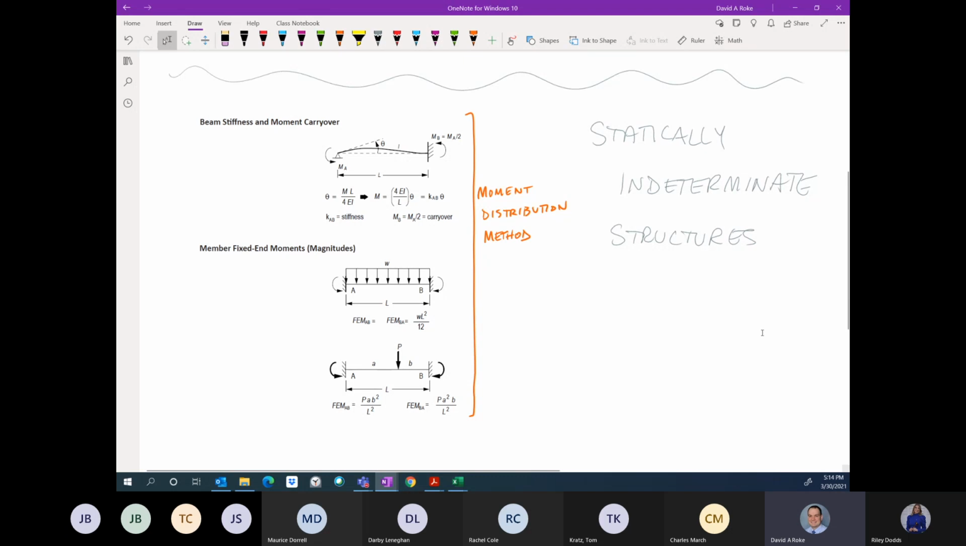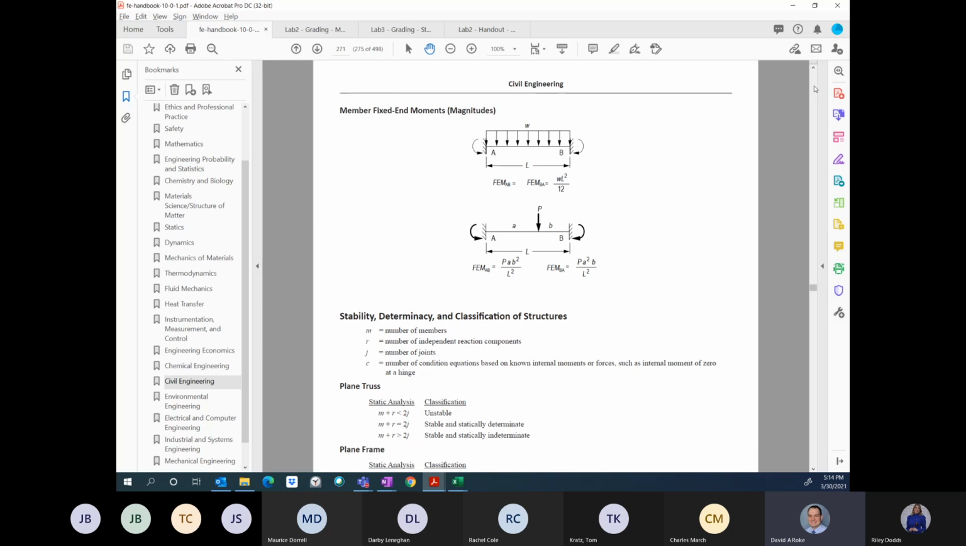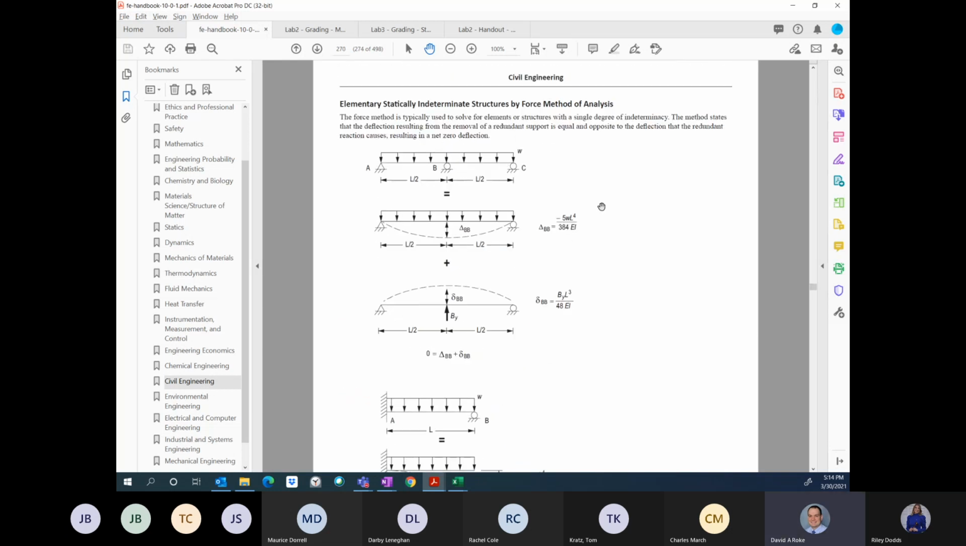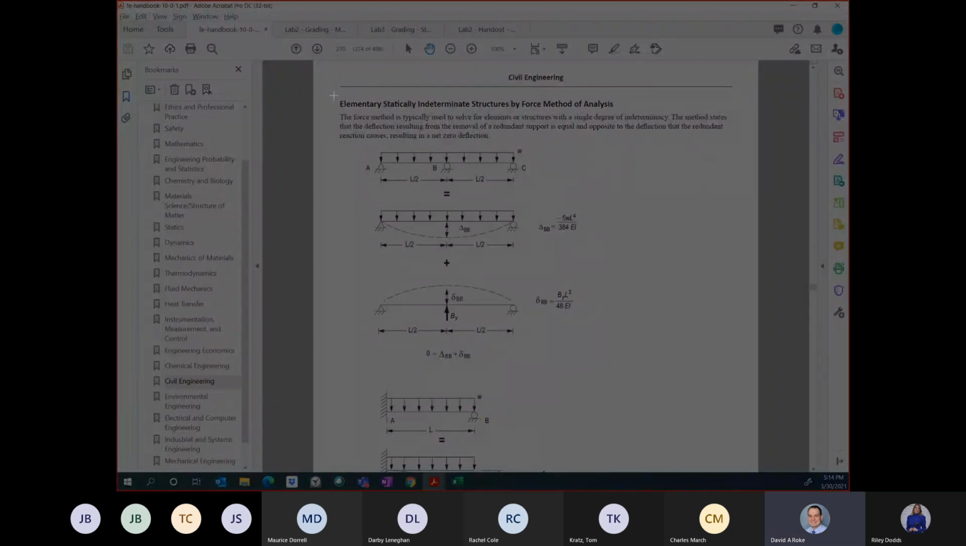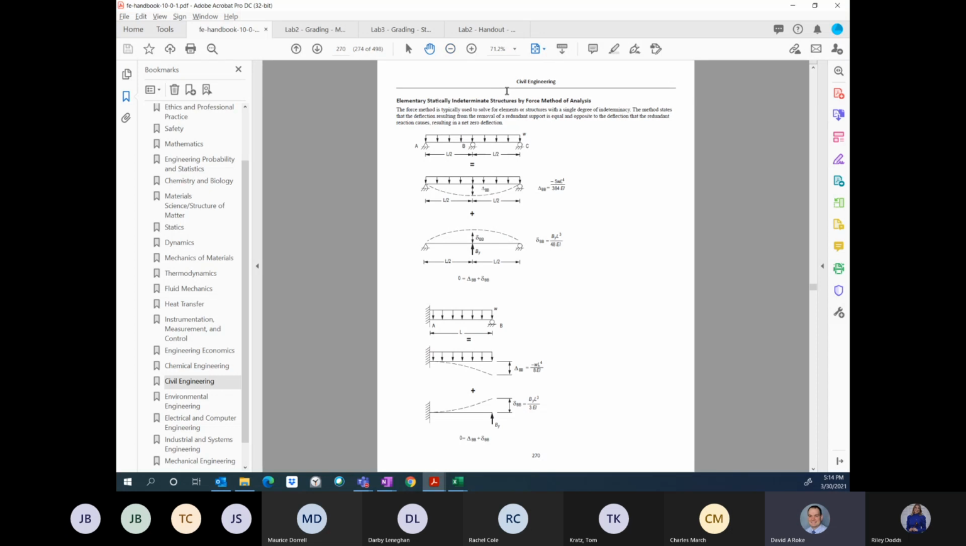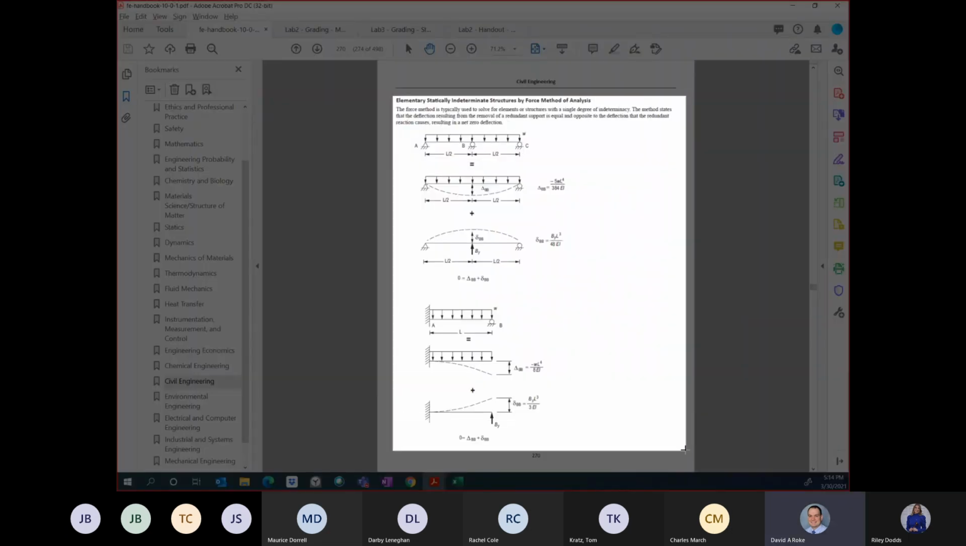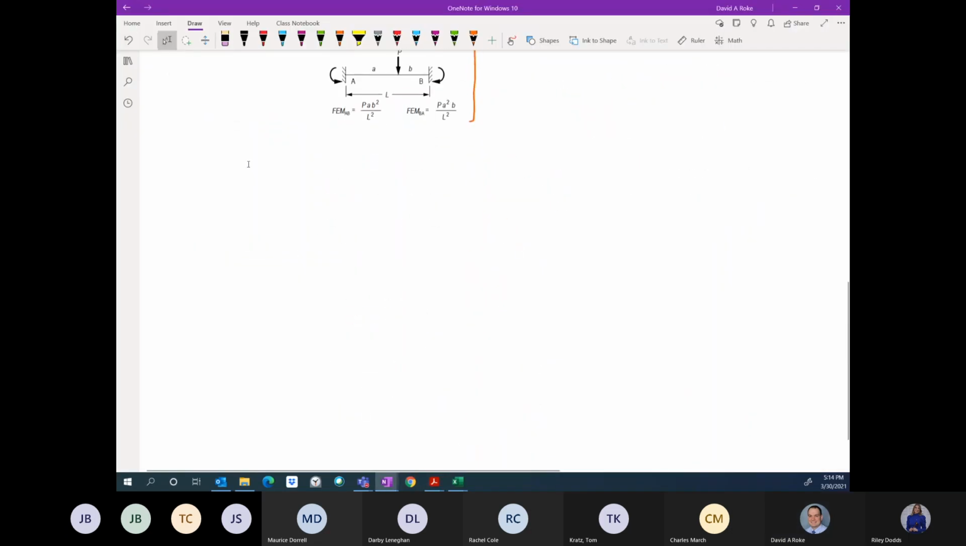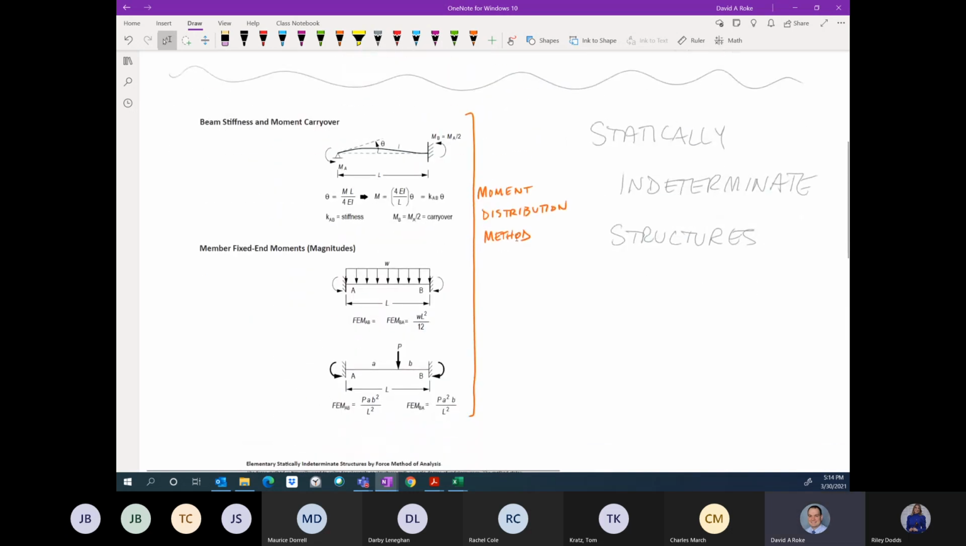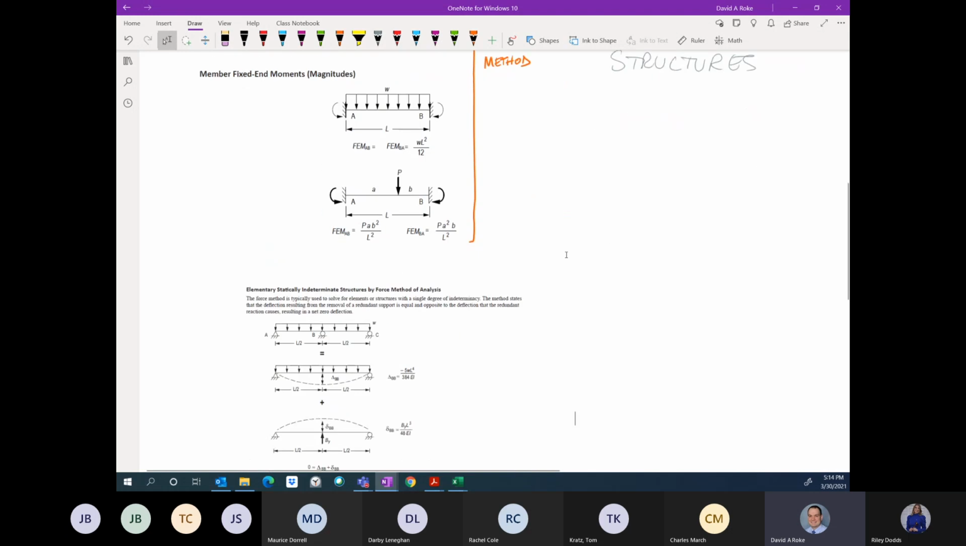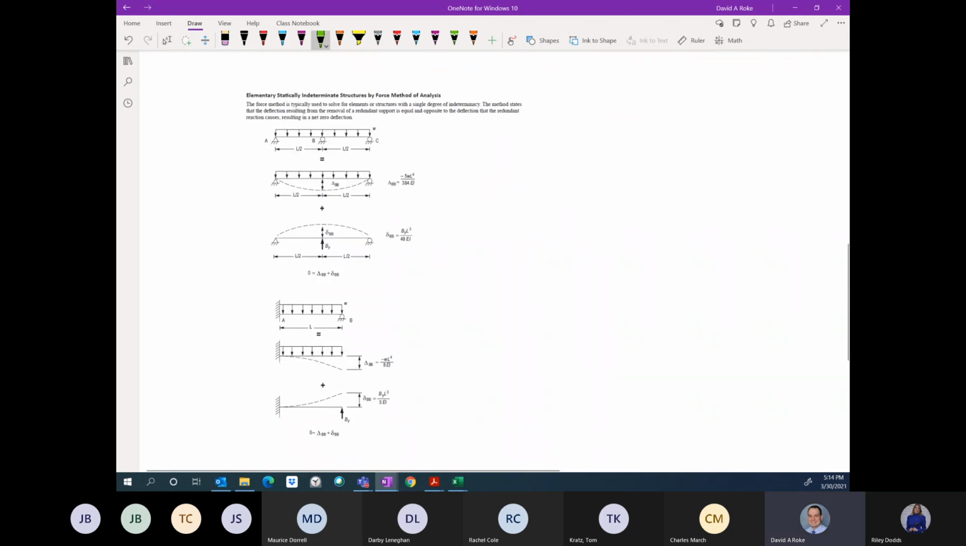And in terms of the other content relating to statically indeterminate structures, we've got this concept here. Let me actually zoom out more. There we go. So statically indeterminate structures can be solved by the moment distribution method or by the force method. And there are undoubtedly situations where one method is better than the other, and that's all great. The force method is particularly useful when you have just one degree of indeterminacy.